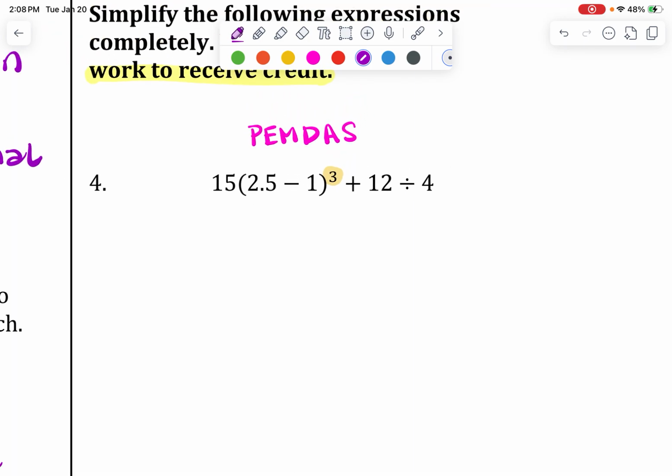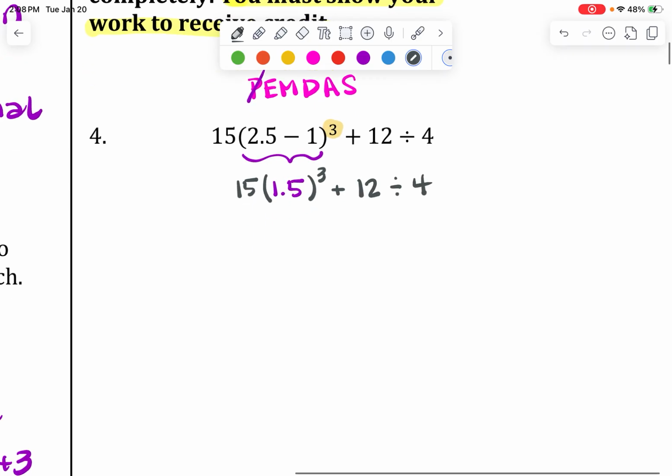So we're going to start with P, which is parentheses. So clearly 2.5 minus 1 is 1.5. So I'm going to cross that off. We've done the parentheses. I'm going to bring everything down. I'm still putting parentheses, of course, because I still have the power on the outside and the 15 multiplier in front. So these are not PEMDAS parentheses. These are just multiplier parentheses.